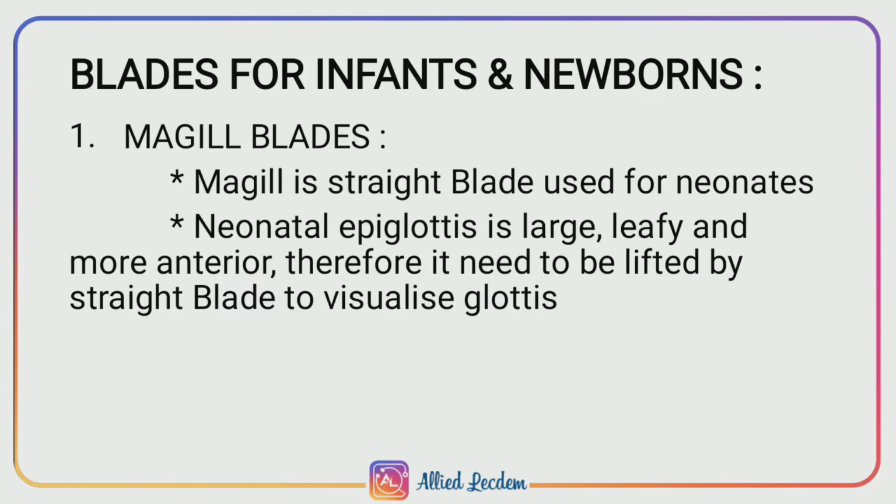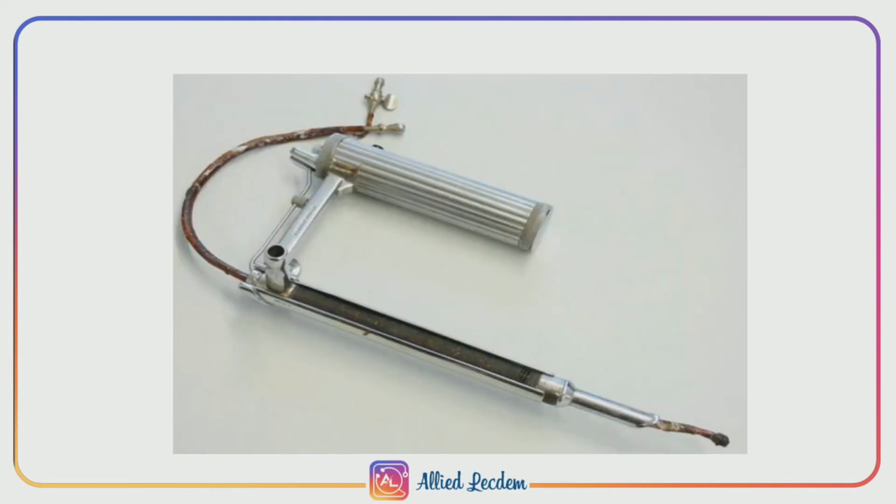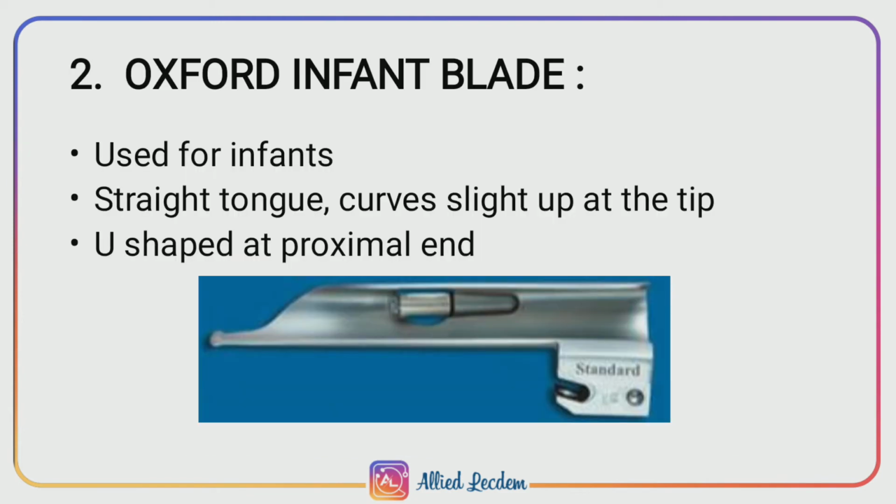Blades for infants and newborns. McGill blades. McGill is a straight blade used for neonates. Neonatal epiglottis is large, leafy and more anterior. Therefore, it needs to be lifted by a straight blade to visualize the glottis. This is a picture of the McGill blade. Oxford infant blade, used for infants. Straight tongue, curves slightly up at the tip, U-shaped at proximal end.